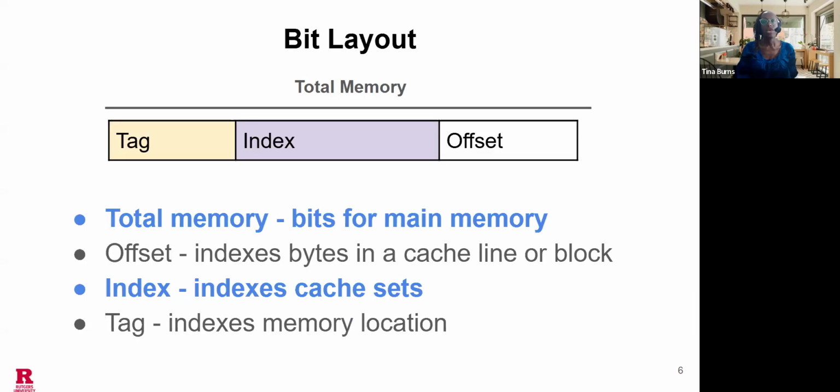And then your tag, that's the easiest one to do because that's typically what is left over after you get your offset and your index. You can take that and subtract it from your number of total bits for the memory, and you can get your tag. And that's going to index your memory location or tell you where you can find that in main memory.